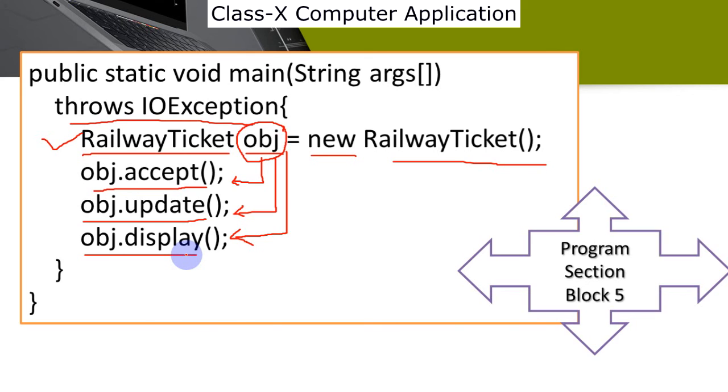This is block 5. This is how the object will be created from the class name. RailwayTicket obj is equal to new RailwayTicket. So now RailwayTicket is converted into an object, that is obj. All 3 methods, accept, update and display, should be called by the object only. Once we finish this, we'll go to the next block.